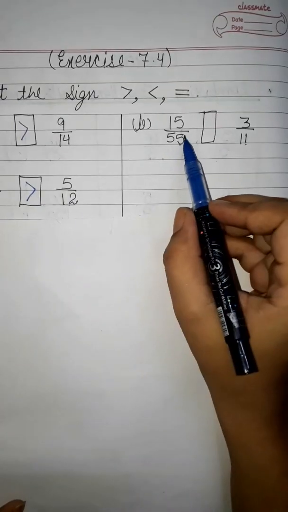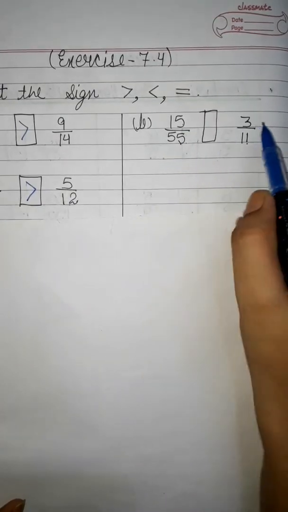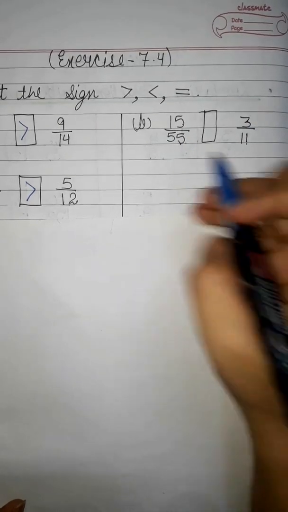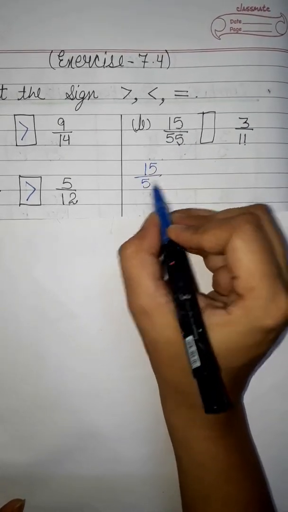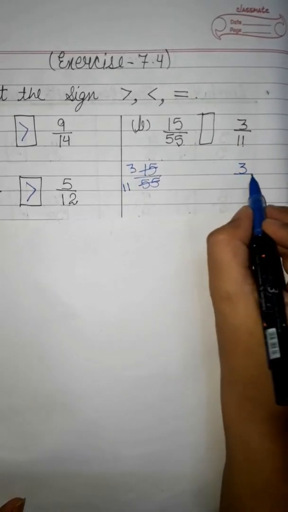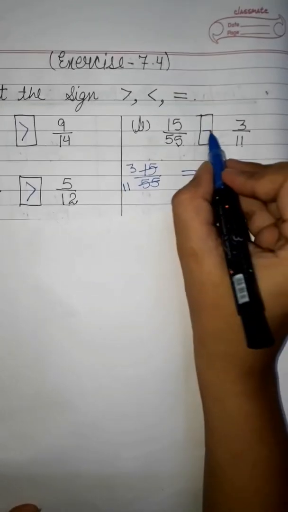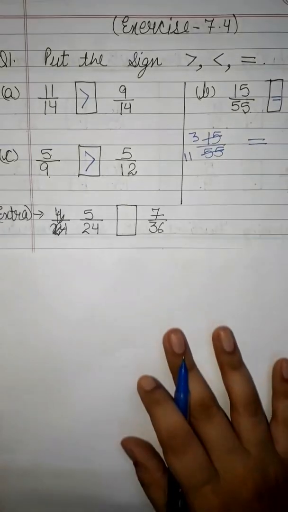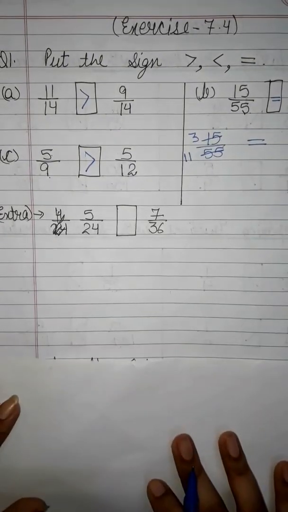If the numerator is greater, the fraction is greater. Now see one more example. 15 by 55 and 3 by 11. So this side we can simplify by 5: 5 3s are 15 and 5 11s are 55. So 3 by 11. So finally both are equal. This is the answer.